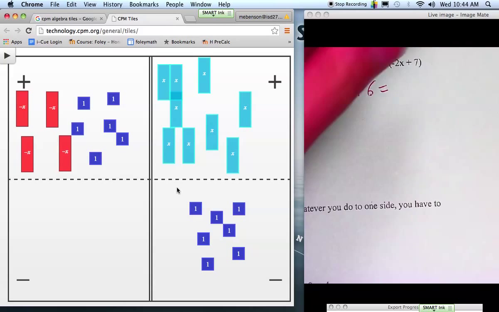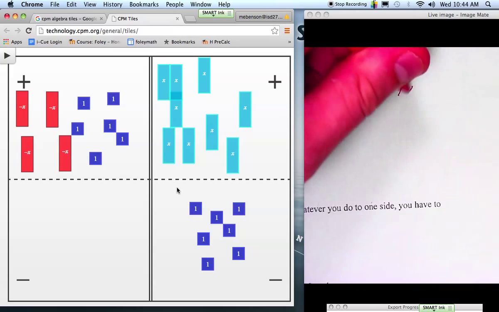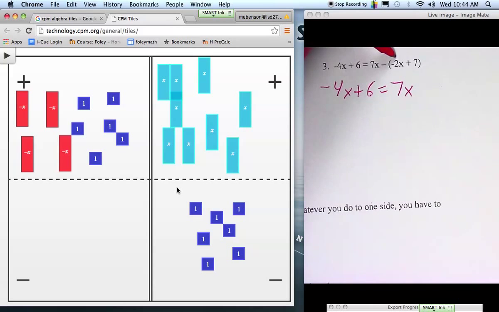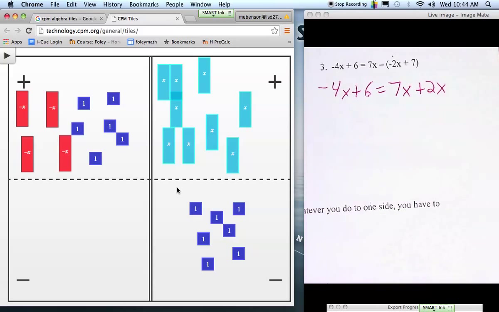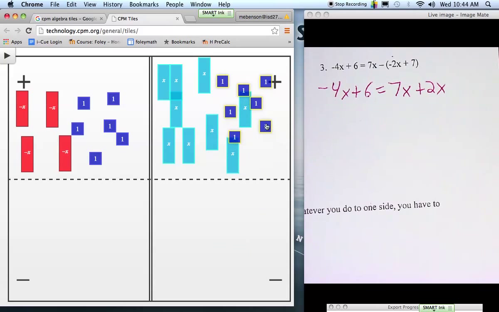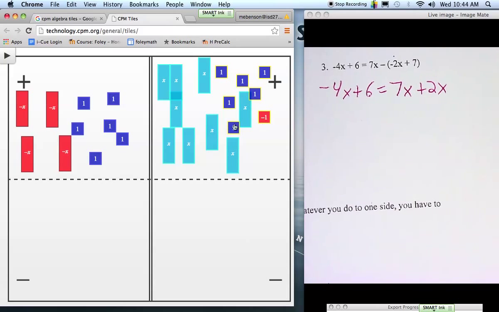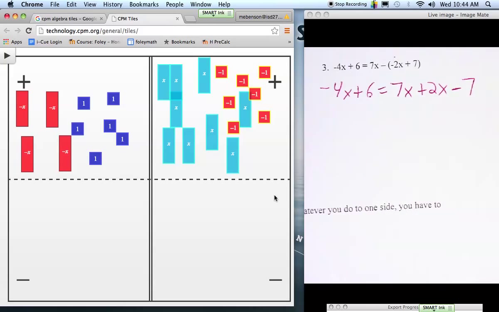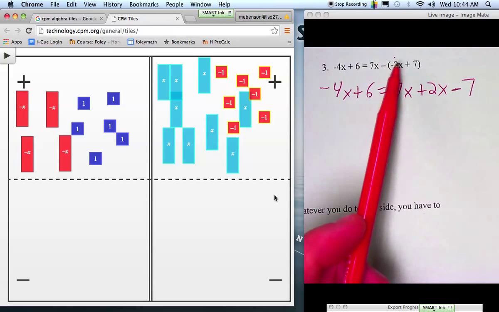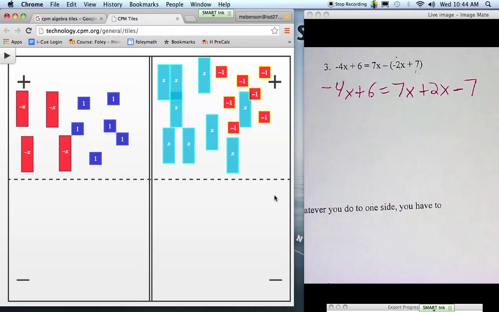And so the way I'm recording that is the 7x was just sitting there. This minus 2x got flipped up and became positive 2x. And then these 7 1s, when they get moved up, they were positive. They all become negative, right? And so opposite. Negatives become positives, positives become negatives. That's the key first step. I'm changing both of these. They were both in the opposite region.